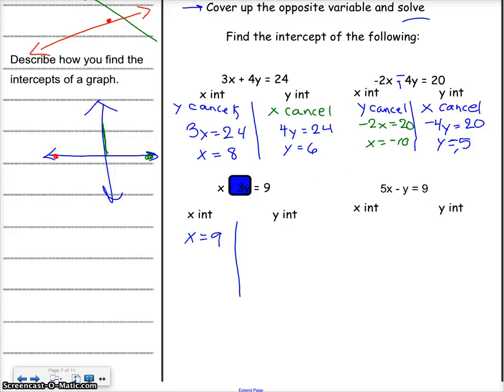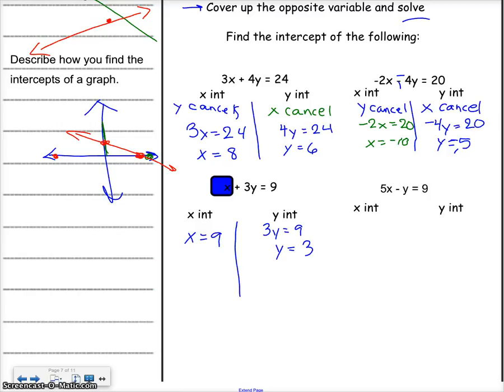My y-intercept, the other variable cancels. So notice that at x I cancel the y, and at y I'm going to cancel the x. So for my y-intercept, I have 3y equals 9. Y is 3. And I would quickly be able to graph this because x would intercept at approximately 9, y would intercept at 3, and I would be able to quickly graph that line just using the intercepts. Much faster than getting y alone in slope-intercept form.